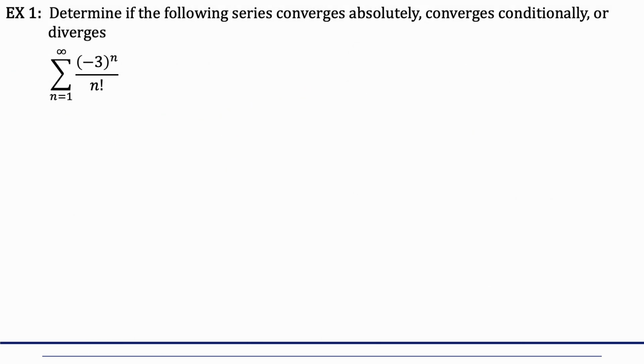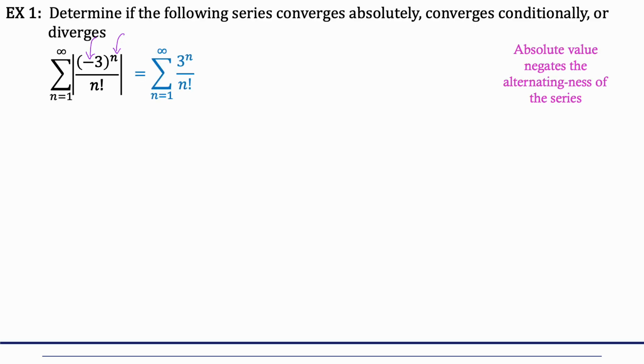Example 1, determine if the following series converges absolutely, converges conditionally, or just diverges. So we have this series, (-3)^n over n factorial, and it's that (-3)^n. That means it's an alternating series. So first thing we need to do is to take the absolute value of it to remove its alternatingness. So now we just have the series 3^n over n factorial. Does this series converge? Again, all we've learned so far is now in play.